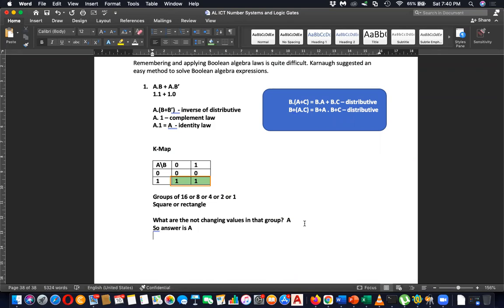Okay, please write this down. So this is how you solve using laws. This is how you solve using K-maps.